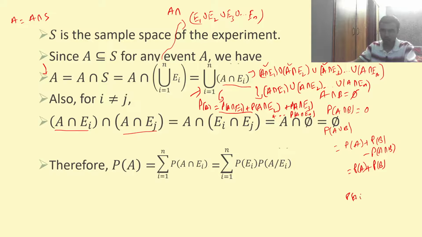P of A by Ei is nothing but P of A intersection Ei by P of Ei. Now if you send P of Ei here, so P of A intersection Ei is P of Ei into P of A by Ei. This I already mentioned in the beginning, like P of A by B is P of A intersection B by P of B. Fine, I know you guys could not have gotten everything, but still I'm trying my best to give you some logic so that you don't have to mug up.